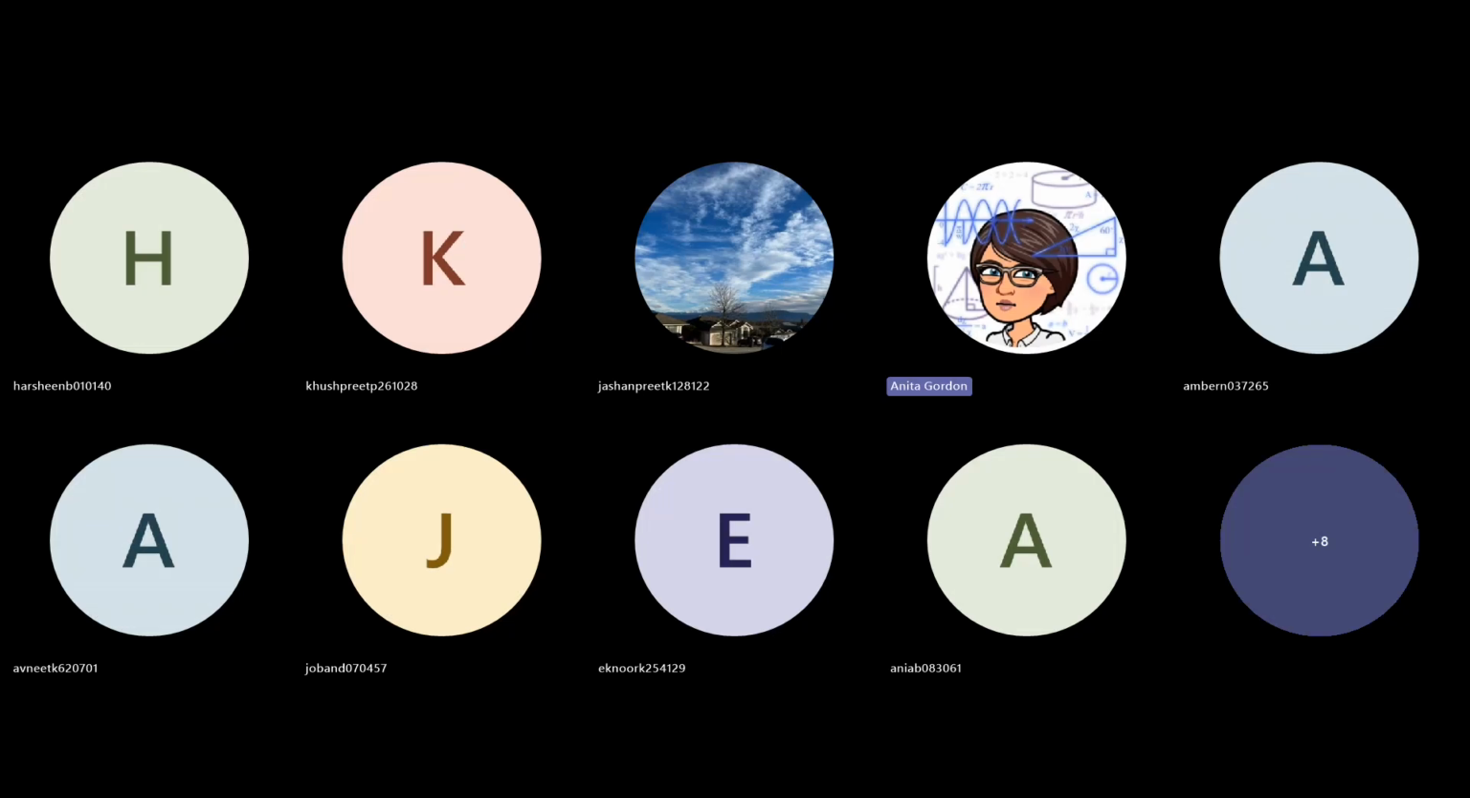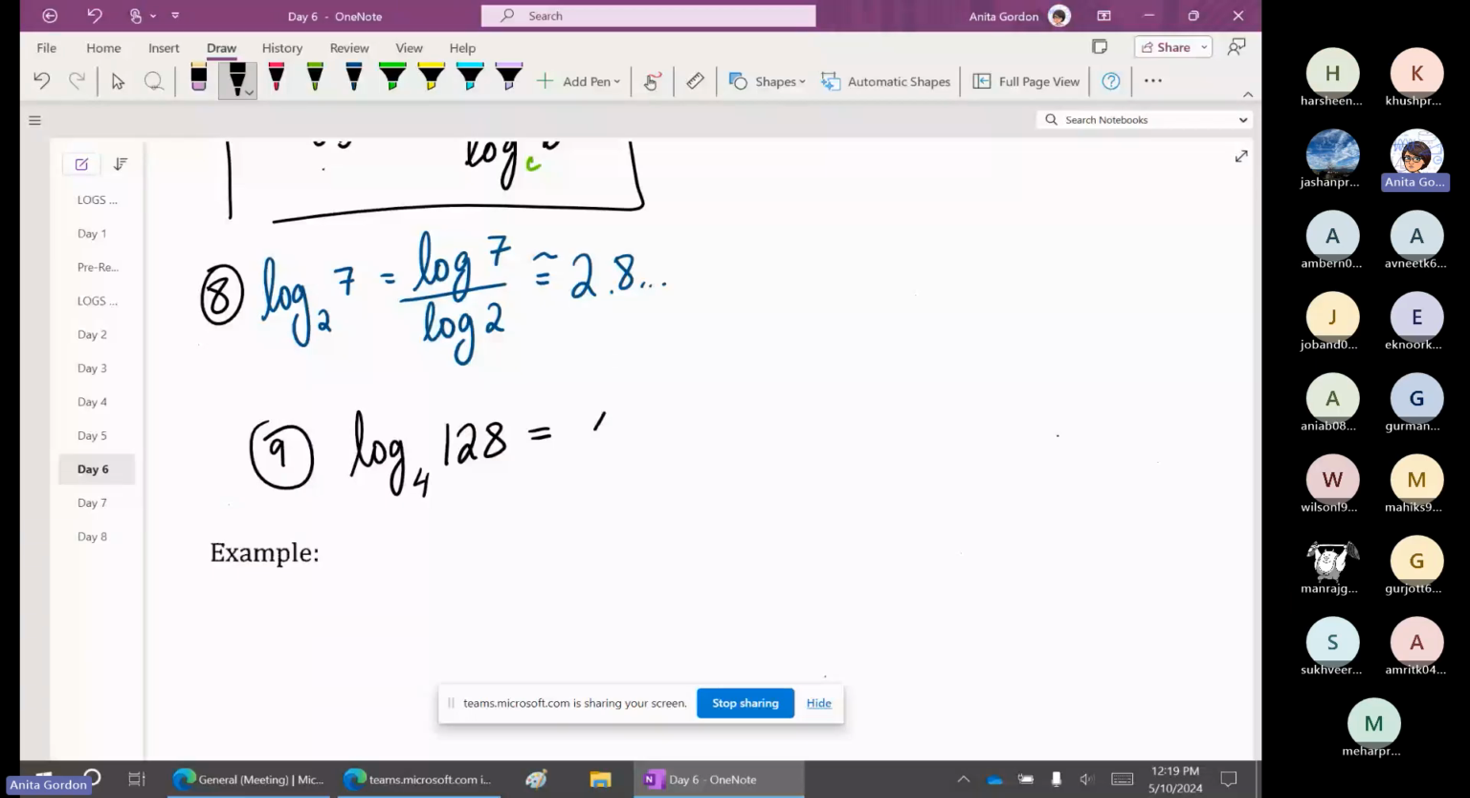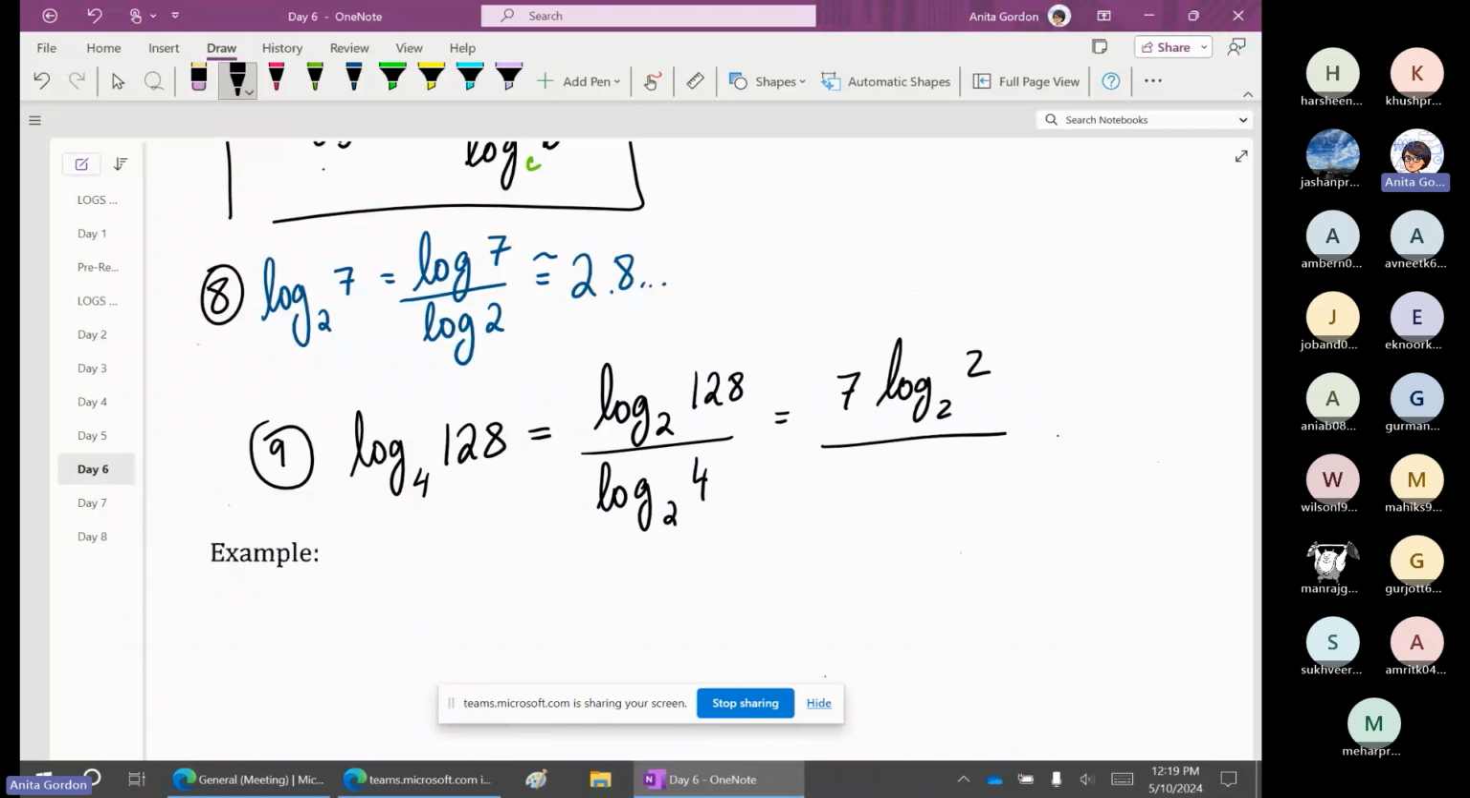All right, so I'm just going to rewrite this. Log base 4 of 128. We chose a strategic change of base. We rewrote them as base 2, 2 to the power 7. Log base 2, 2 to the power 2 gives us 4. 7 halves, 3.5.